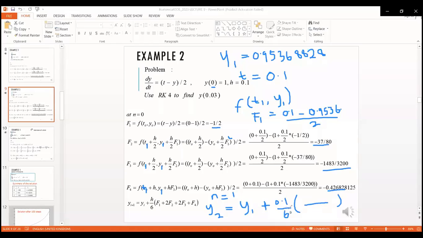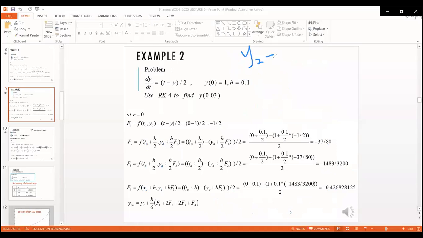Once you get Y2, you use the Y2 value, the new value you get, and your T2 has now moved toward what? T2 is now 0.3. Are you sure? We just finished with 0.1. Oh, 0.2, sorry. 0.2, yes. Okay, so now we are at 0.2. Good.